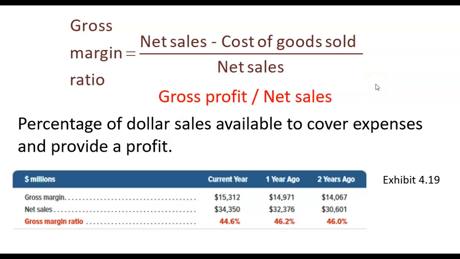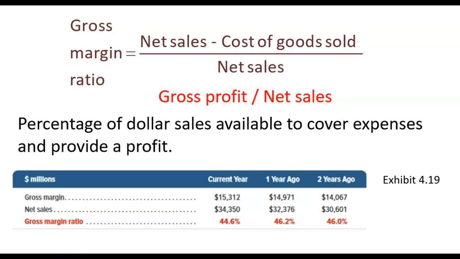Without enough gross profit, a merchandiser can fail. The gross margin ratio helps understand this link. It differs from the profit margin ratio that you learned in Chapter 3 in that it excludes all costs except cost of goods sold. The gross margin ratio is also called the gross profit ratio, and it is defined as net sales minus cost of goods sold divided by net sales, or even better yet, gross profit divided by net sales.